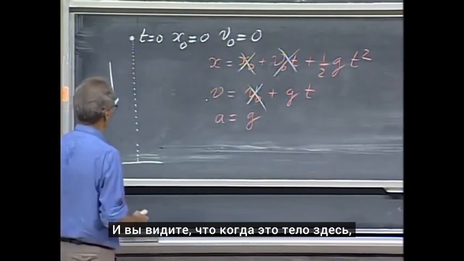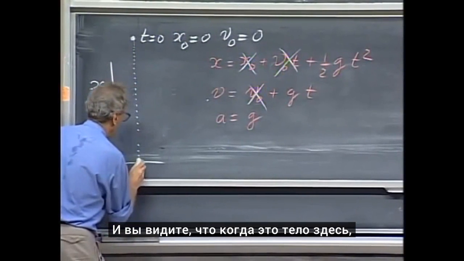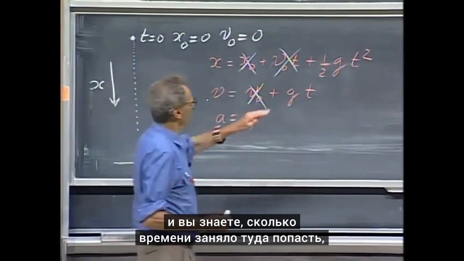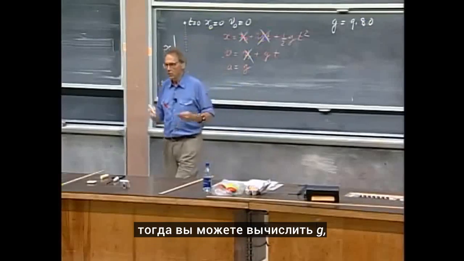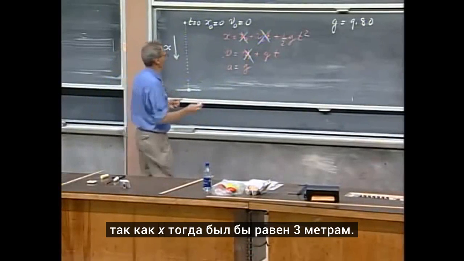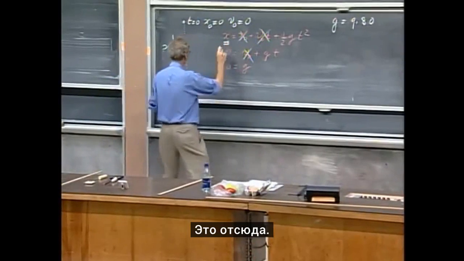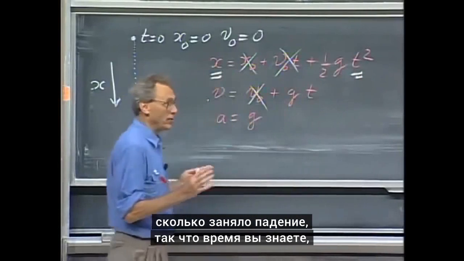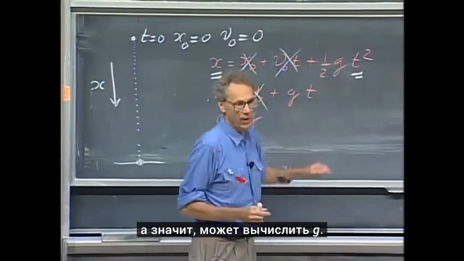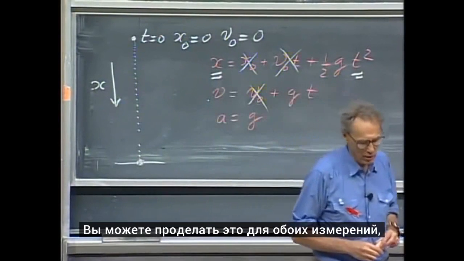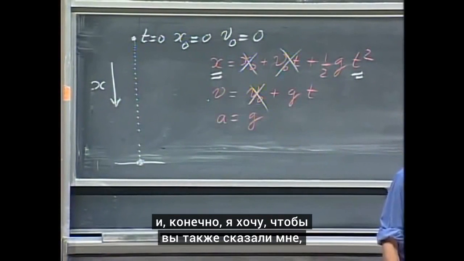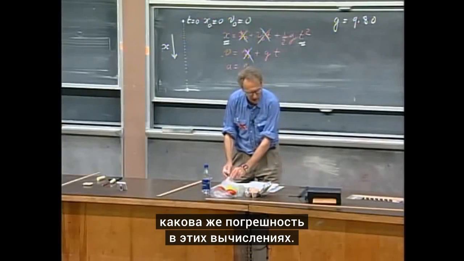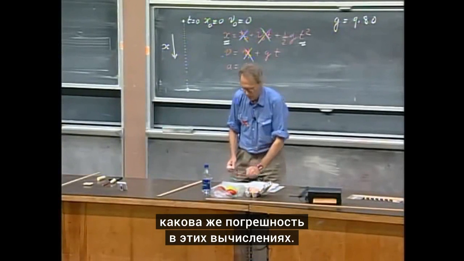And so you see that when the object is here, which is 3 meters below this point, and you know the time, how long it took to get there, you can now calculate g. Because x would then be 3 meters, that's when it's here. We made a measurement in class of how long it took, so you know the time. And so you can come up with a value for g. And you can do that for both measurements. And of course, I want you to tell me also what the uncertainty is in those measurements.